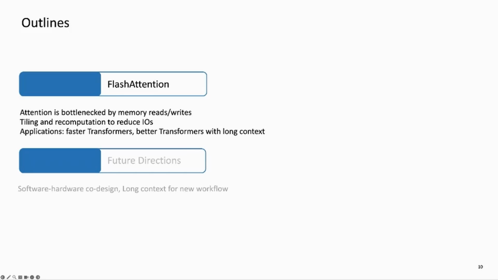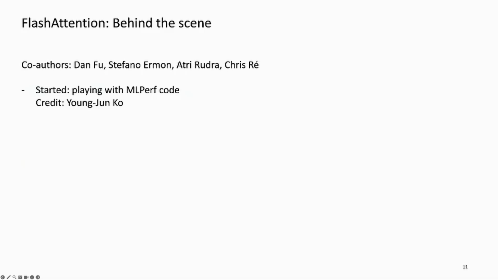Okay, and then in the end, if I have time, I'll go into some of the future directions. That could be a chat as well. So I'll just digress a little bit and talk about behind the scenes, how we came up with FlashAttention. And of course, FlashAttention was done with my co-authors, Dan Fu, Stefano Ermon, Atri Rudra, and Chris Ré.